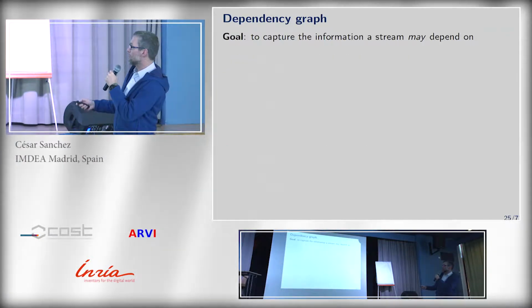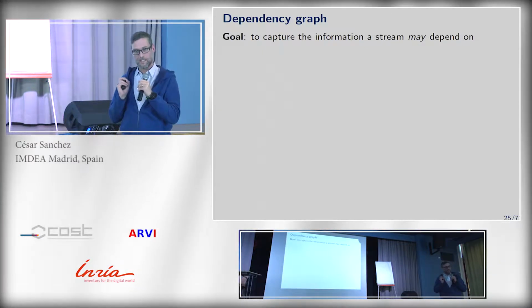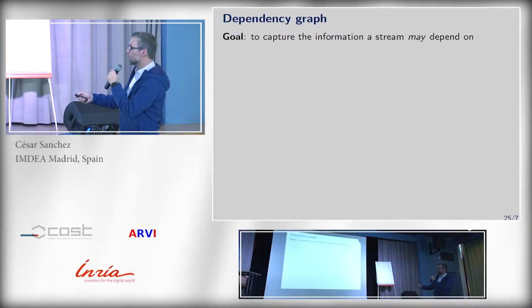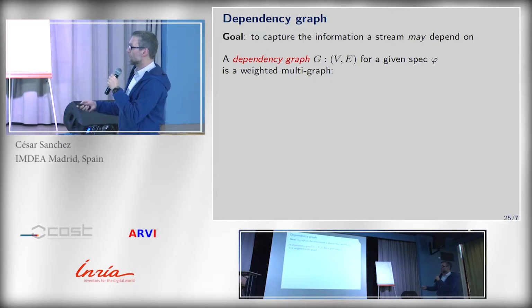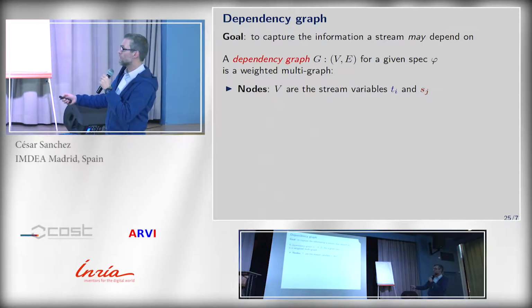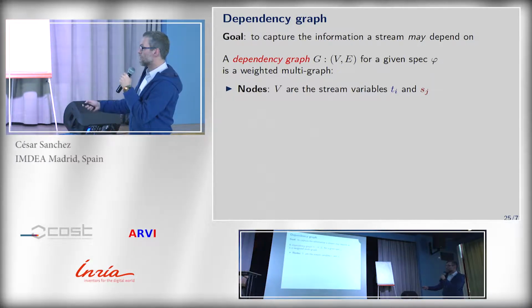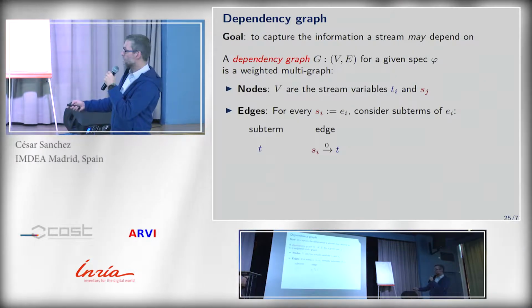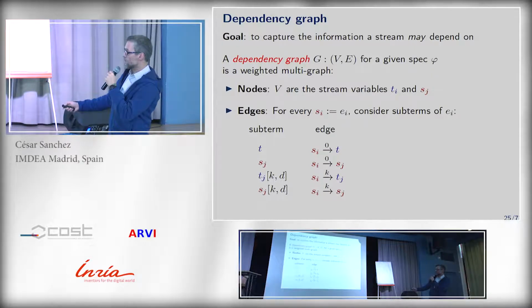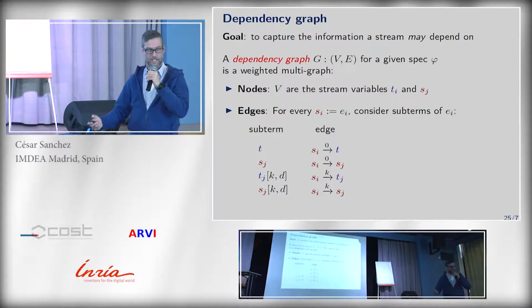So our goal is to capture a way to guarantee that the spec is functional. Okay? So in order to do that, we capture the information that a stream may depend on. So that's what a dependency graph is. The dependency graph is a weighted multigraph. The example will clarify. So the nodes in the graph are the variables in your spec. And you have an edge if you're using one stream in the defining equation of the given stream. So there is an edge from Si into t if t occurs in the expression defining Si.